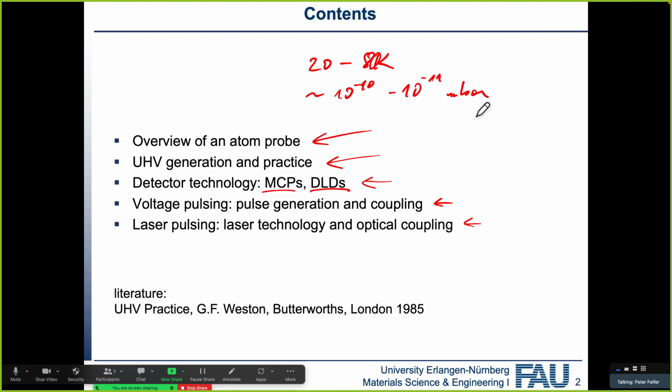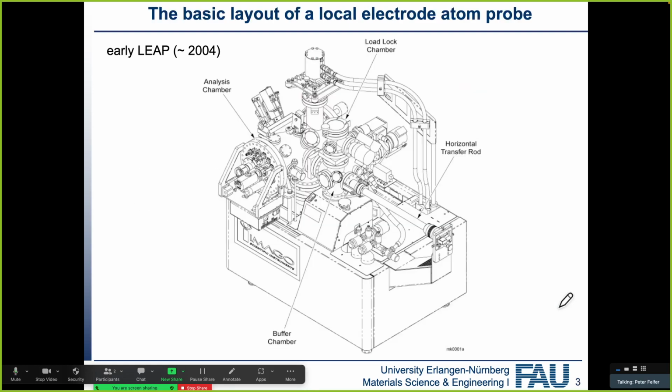So, yeah. Laser pulsing is a challenge we still have ahead of us, but during the course of this semester, you'll experience live how a new laser system is built. Okay, so this is the general layout of a local electrode atom probe, and this is really the dominating type of atom probe that's out there.